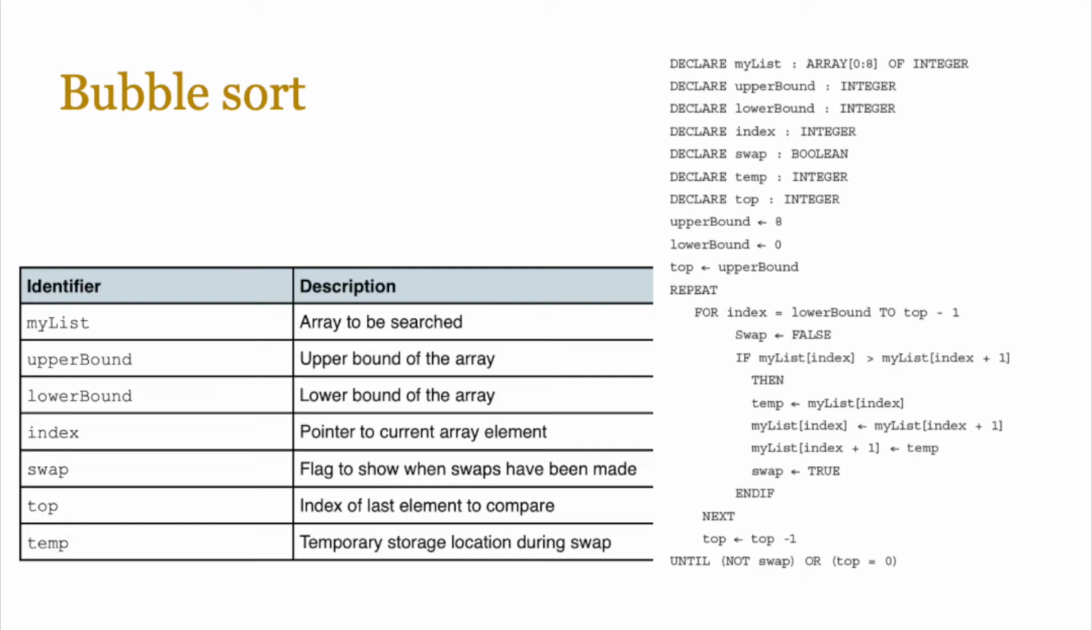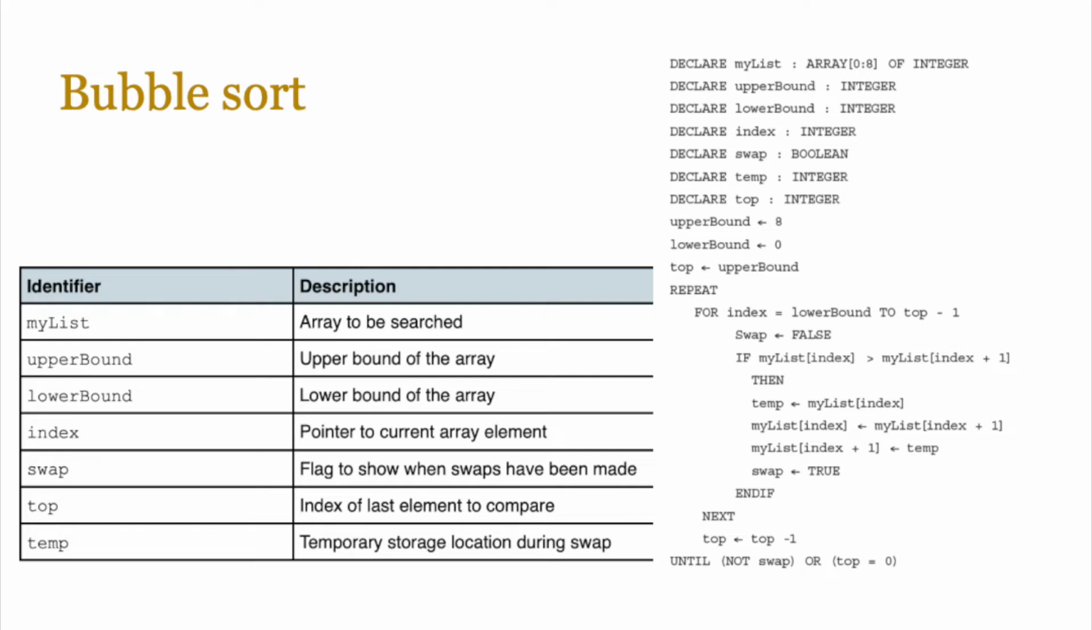And we start with initializing top and making sure it's the same as the upper bound of this array because the list hasn't been sorted yet. We haven't started comparing things yet. We then have the same structure of loop, repeat until for ease of use. We're going to repeat this code until there are no more swaps.